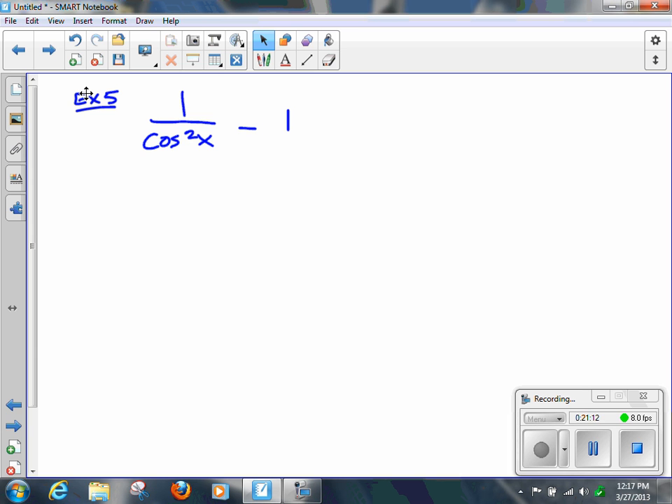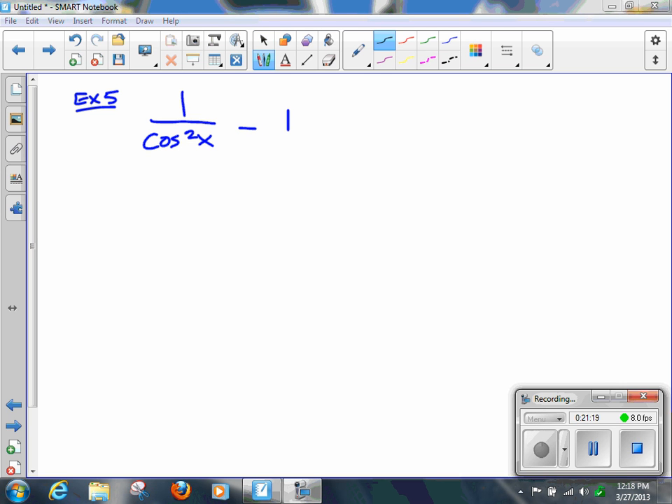Simplify. Go. What is 1 over cosine squared? Secant squared. I got a binomial. Where do I need to look? Card. What is secant squared x minus 1? Tangent squared x.